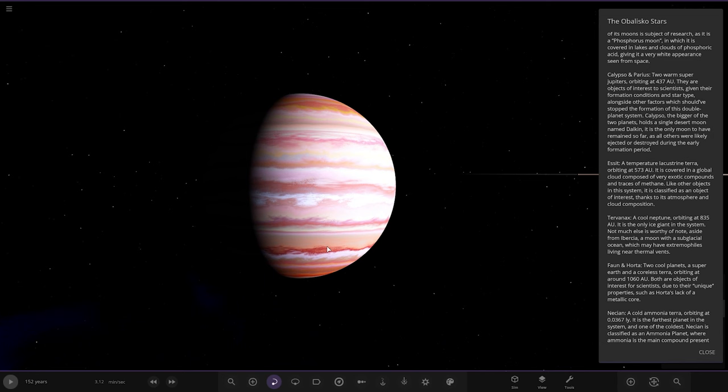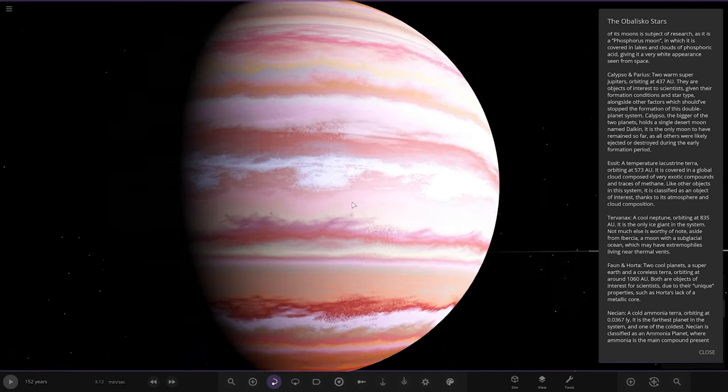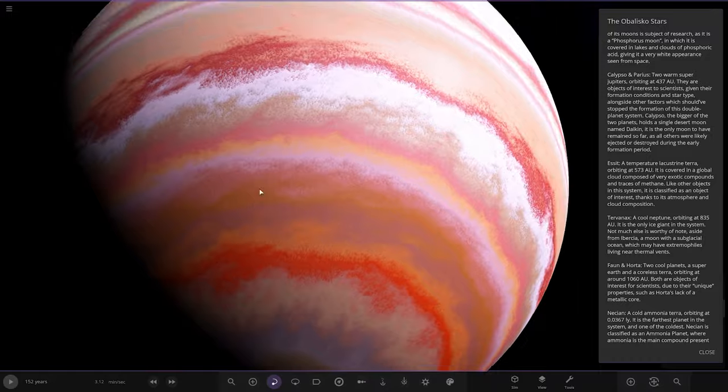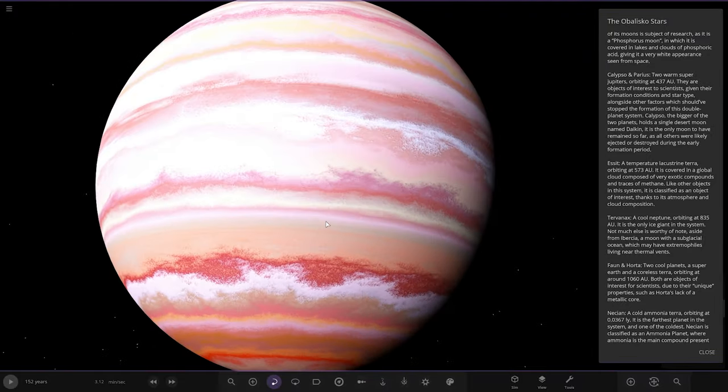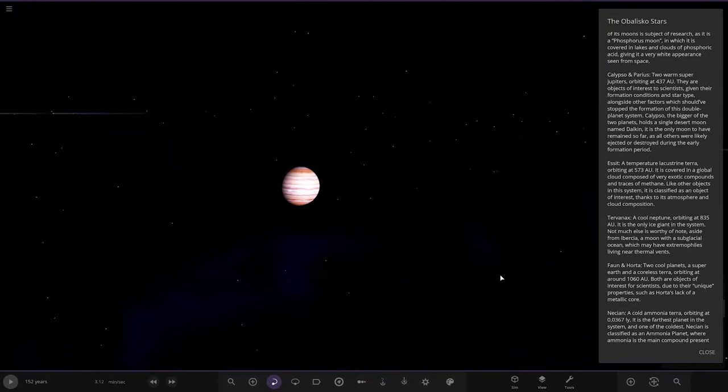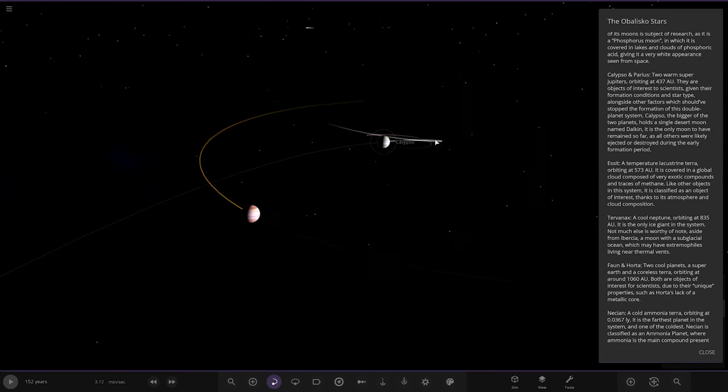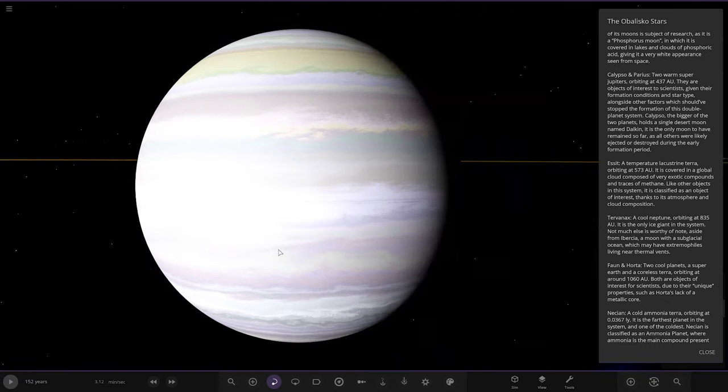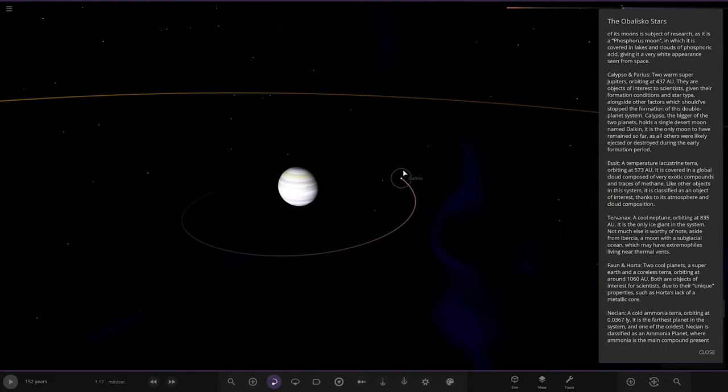That's a good looking gas giant as well. I like that. Quite a realistic look to it as well. I think the bands are looking very, very nice. That's a good looking one. Do like that one. And then Calypso as well. A more pale version, but also looking very, very smashing.